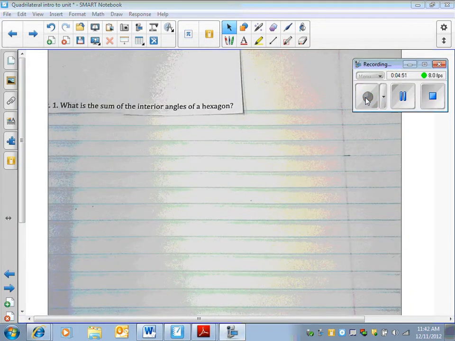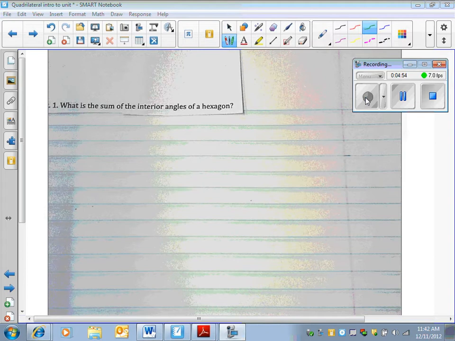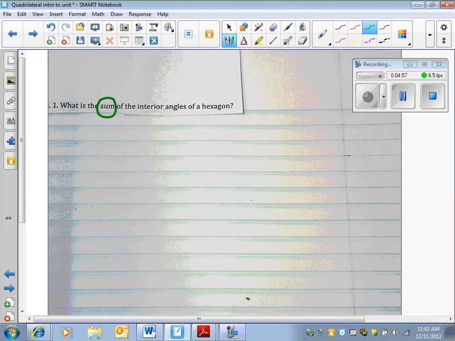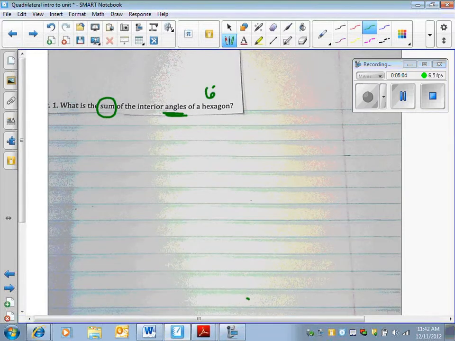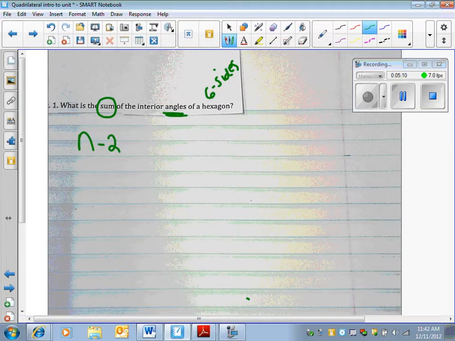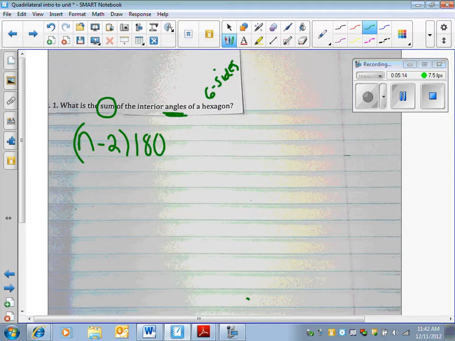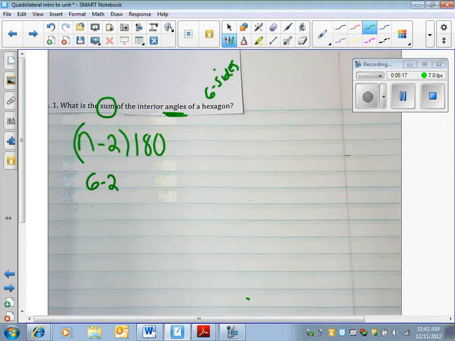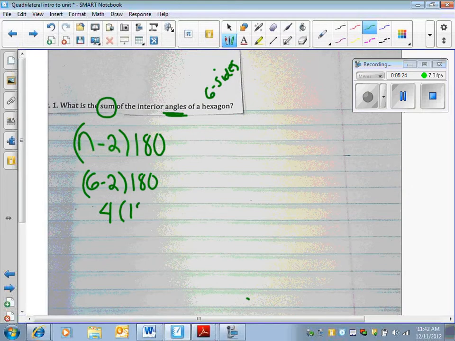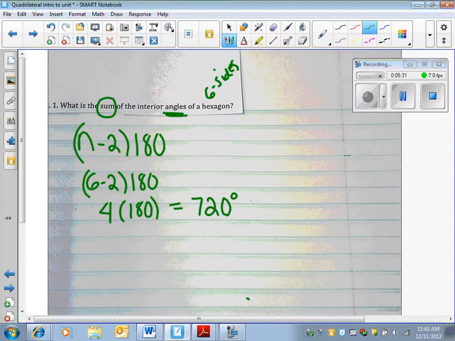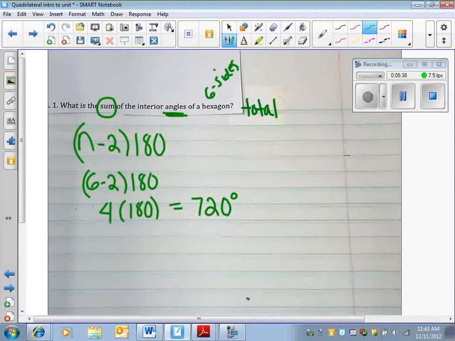All right, let's hit some practice problems. We always read our directions. What is the sum of the interior angles of a hexagon? How many sides does a hexagon have? 6 sides. Because it's asking me for the sum, I need to write down my sum formula, which is n minus 2 times 180. I replace n with 6 and say 6 minus 2 times 180. And then this is 4 times 180. And this equals 720 degrees. So the sum of the interior angles of a hexagon total 720 degrees.